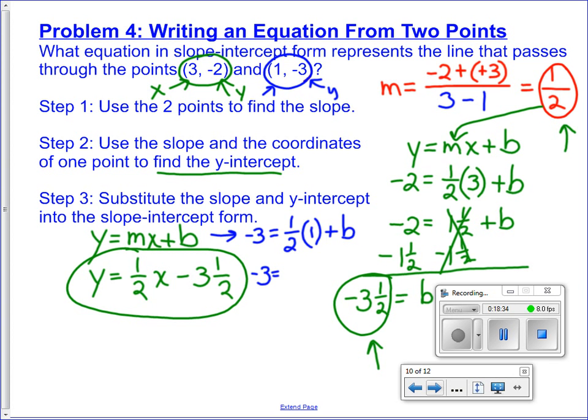All right, so I have negative 3 equals 1/2 times 1, which is simply 1/2. All right, then subtracting 1/2 from each side. My 1/2 minus 1/2 is equal to 0, and 0 plus b is equal to b. On the left side, negative 3 minus 1/2 is negative 3.5. So I get the same y-intercept, and substituting in, we have the same equation. So you don't have to use both points, but you can pick either point that you wish.